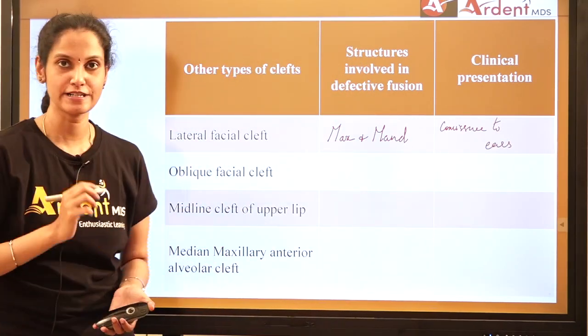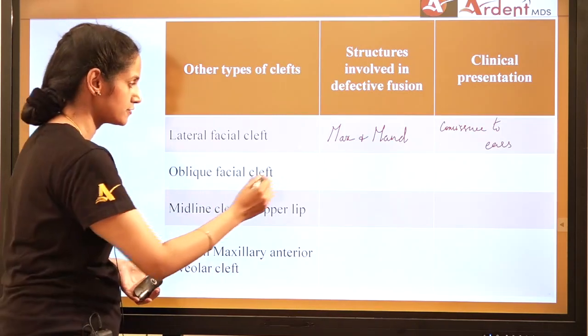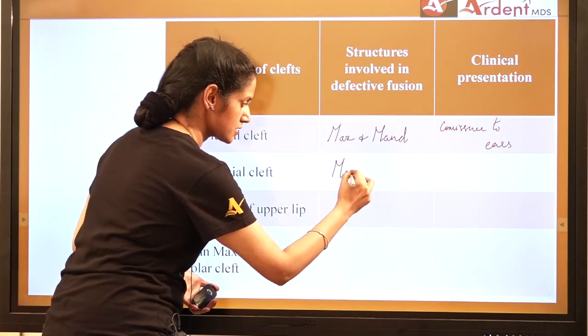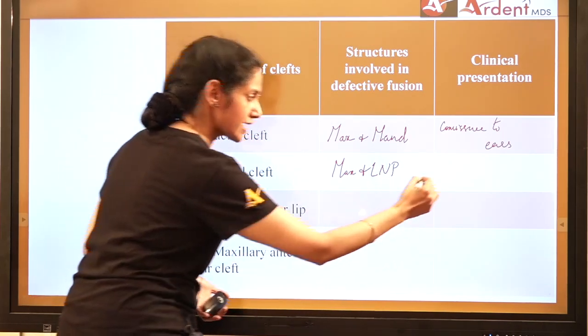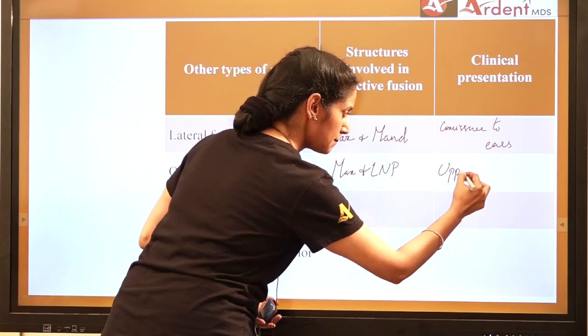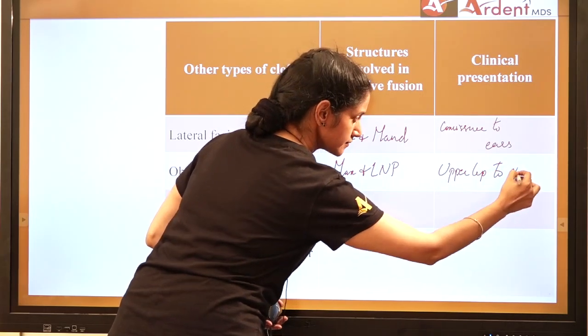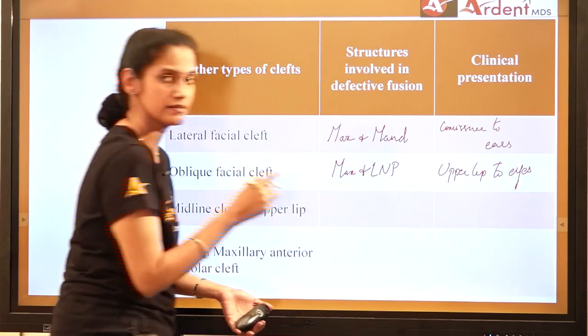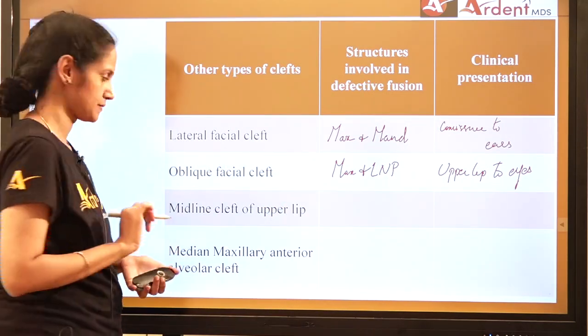In oblique facial cleft, this cleft is because of the defective fusion of the maxillary process and the lateral nasal process. So, you will have a cleft extending from the upper lip to the eyes. Most often, this cleft will be always associated with cleft palate.